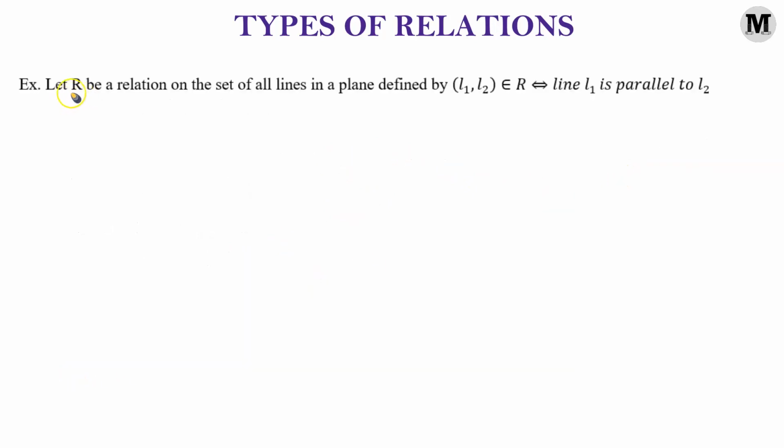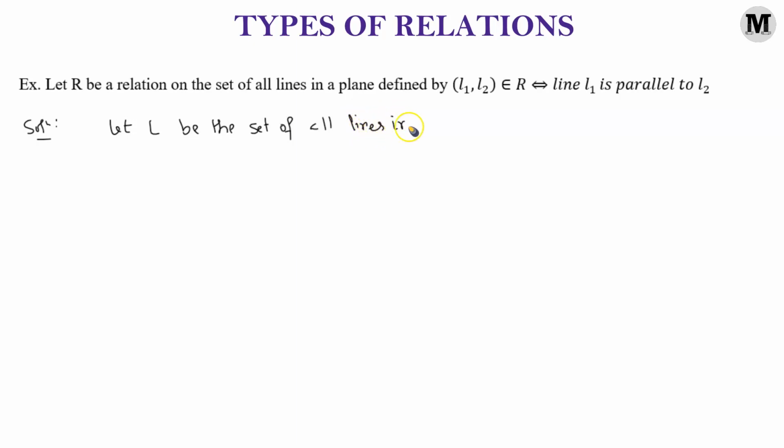So here we have R, a relation on the set of all lines in a plane, and it is defined by the ordered pair L1, L2 belonging to R if and only if L1 is parallel to L2. Let's try to understand the problem first, and then we'll try to solve it. So here we have a set A. Let's call it the set L, the set of all lines in a plane.